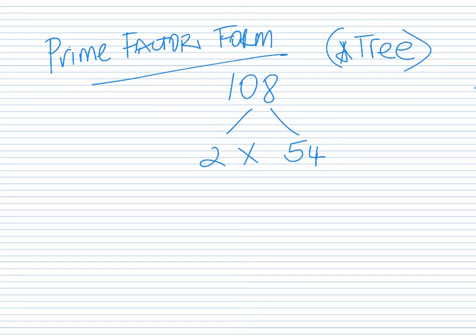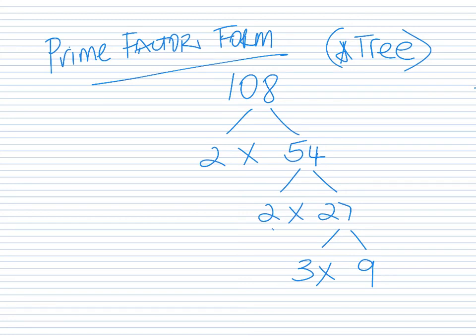However, we can for 54. So how can we say this? We could say 2 times 27. If we put that in our calculator, you would find the answer would be 54. Again, we can't do anything with 2, but we can with 27. Now, because it's an odd number, we can't divide it by 2. But we could use 3. 3 by 9 is 27.